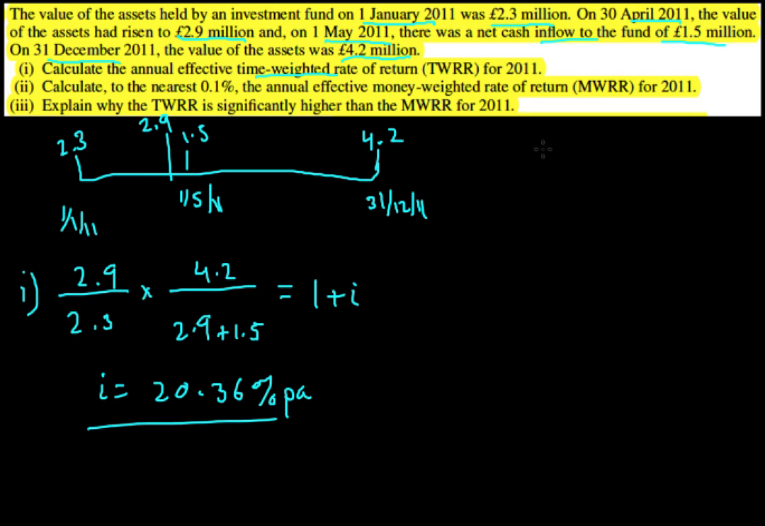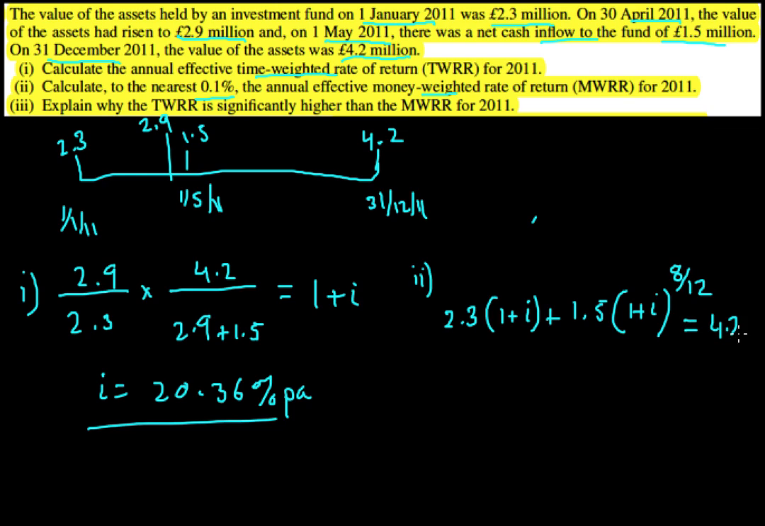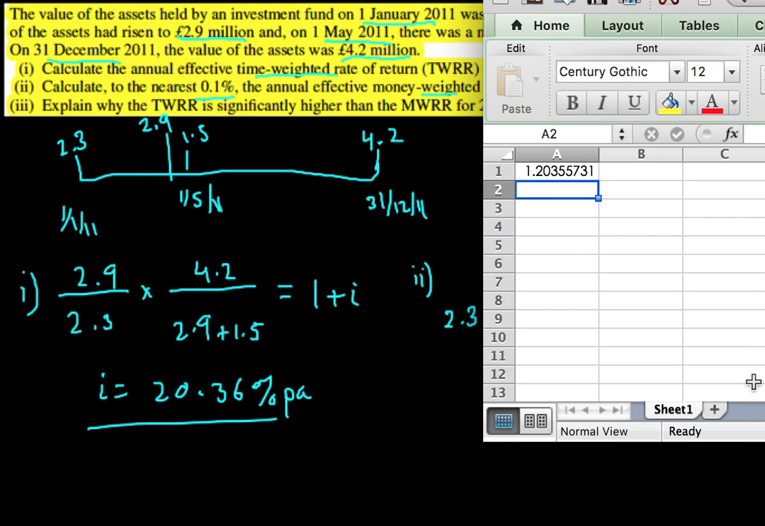Let's look at the next bit. Part two: calculate, to the nearest 0.1%, the annual effective money weighted rate of return for that year. All we're doing is saying 2.3 times 1 plus i, and then we get our 1.5, and that's going to increase with the same rate of interest, but it's going over the full month of May and the full month of June, and then there's another half a year, so it's actually 8 months out of the 12 months, which is also 2/3. That's going to be equal to 4.2 when it's accumulated.